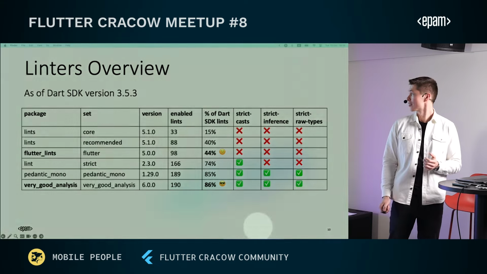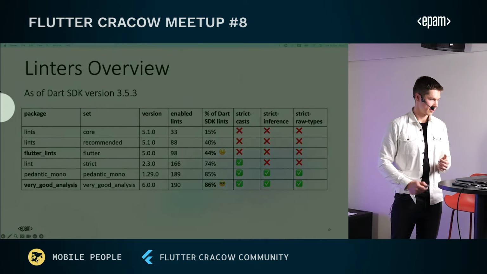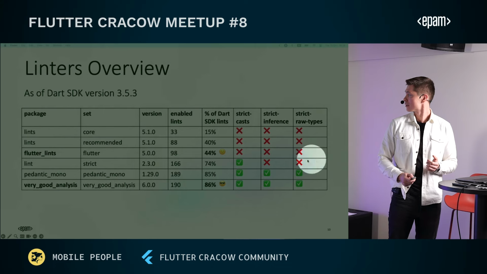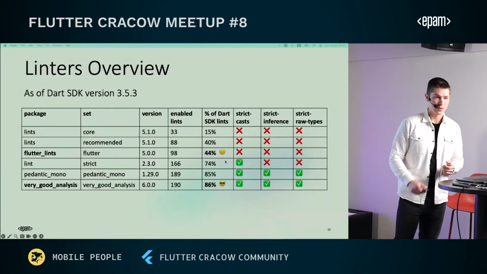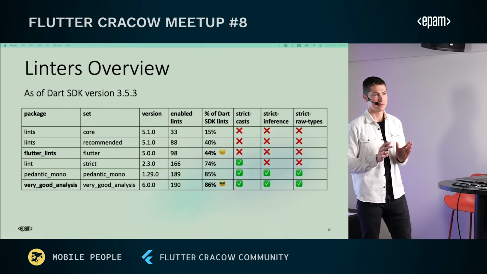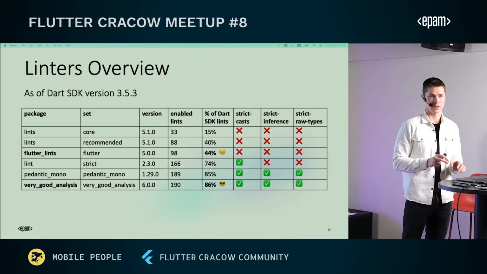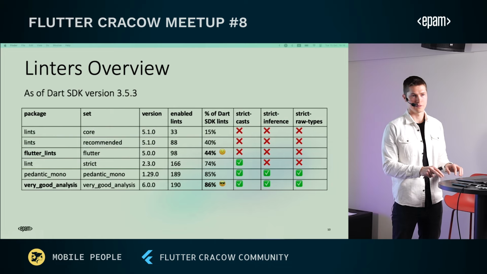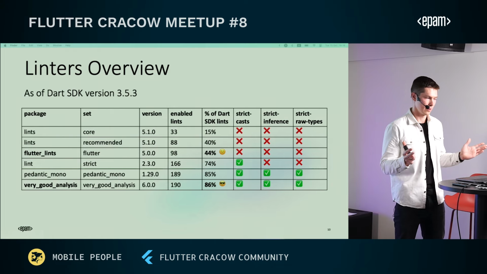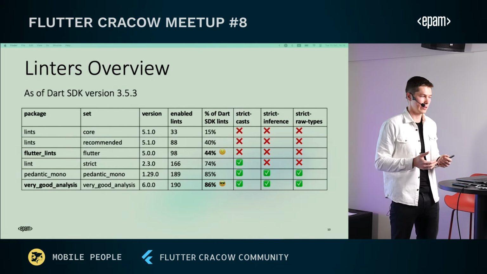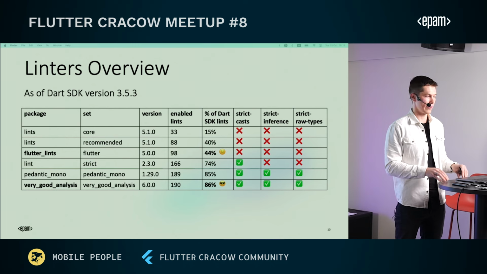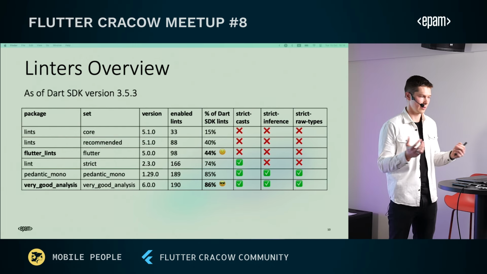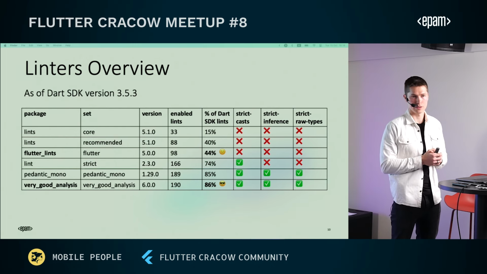If you pay closer attention, somewhere in the middle. Yeah, over here. You'll notice that the Flutter lints package covers less than half. It is only 44% of the lints available from the Dart SDK. So check out different options. For example, if you choose the very good analysis package, then you already have almost twice as many lints.